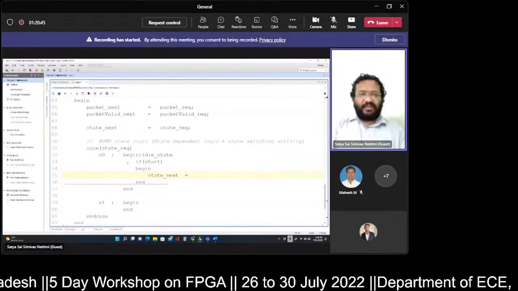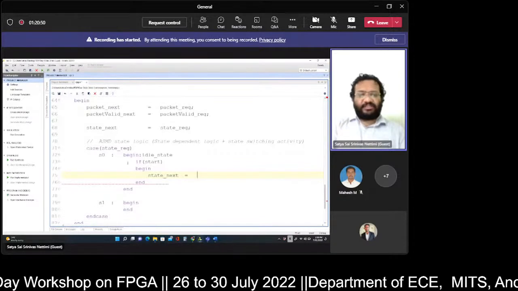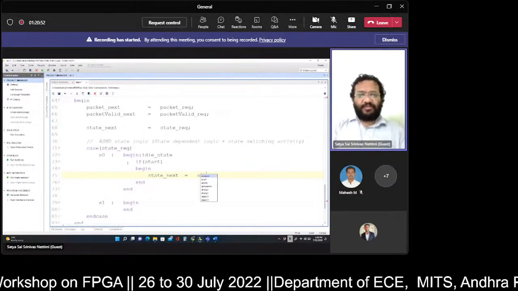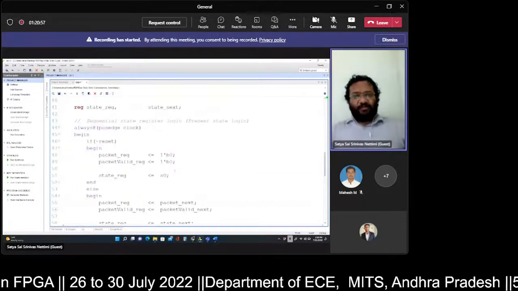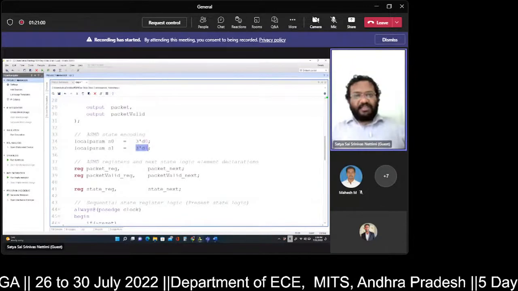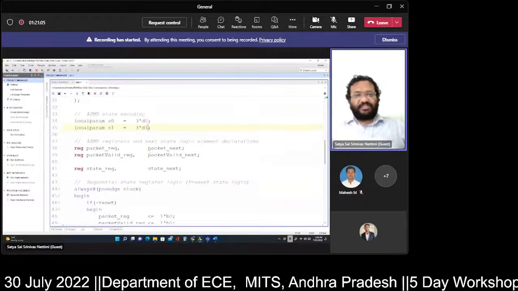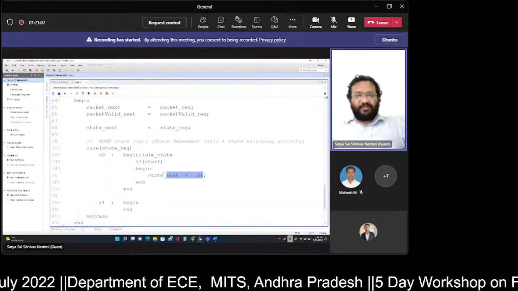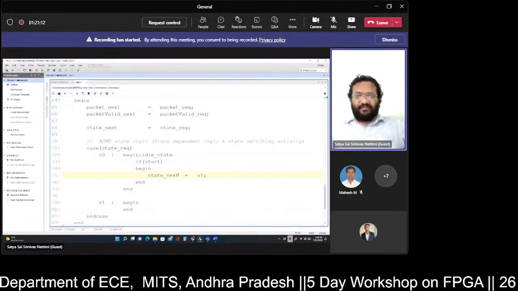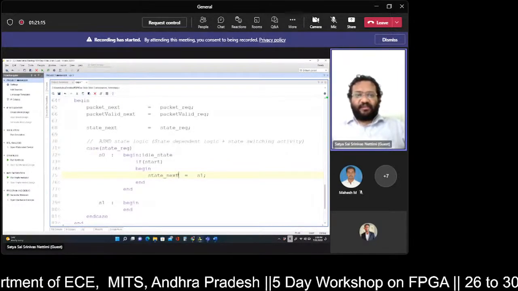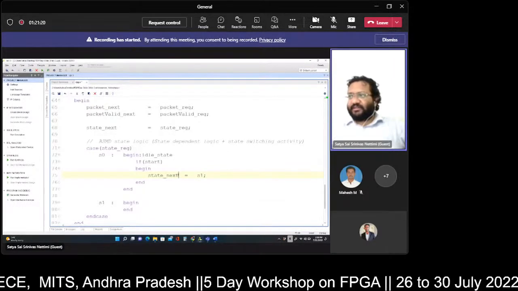How is it updated? We need to pass the binary code of the next state. So state underscore next equal to the binary sequence equivalent that represents the S1 state. So S1 state is 001. S1 means 001. The state register is updated in the next clock cycle, and the FSM makes a transition, or jumps, from S0 state to the S1 state in the next clock cycle.